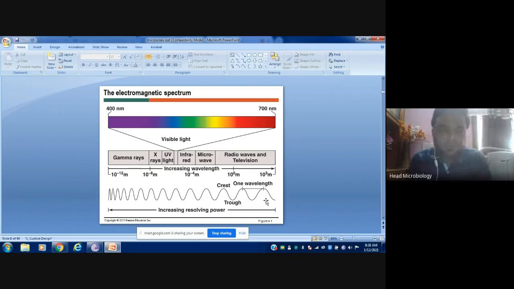So you will be getting a VIBGYOR here. Violet color has the least wavelength, and the red color has the highest wavelength. That is how VIBGYOR stands. Okay.